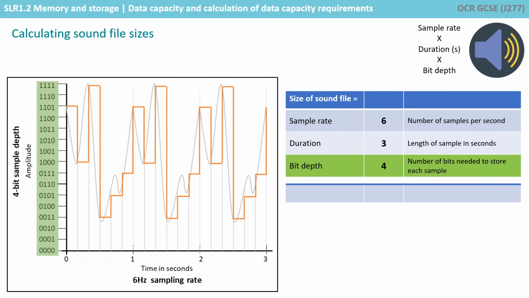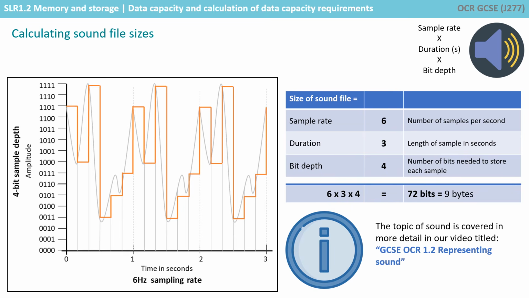And then we times this by the bit depth. In other words, every time we're storing a sample, how many bits of data is that sample taking up when it's stored? And here we have a bit depth of 4. So we end up with 6 times 3 times 4, so 72 bits divided by 8, 9 bytes. Again, we've got another video on representing sound coming up later in this series, which will look at sound files in more detail.